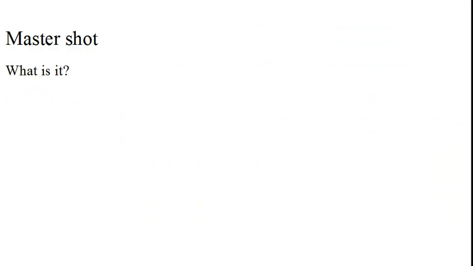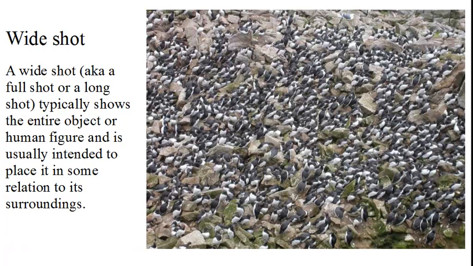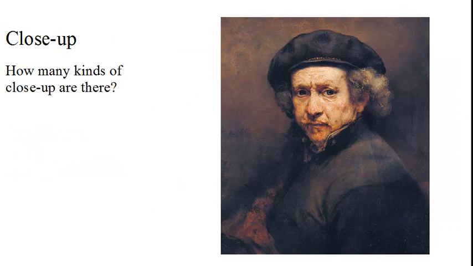A master shot is something slightly different. This is really something taken from live action, and a master is where you record the entire scene from start to finish, keeping everyone in view. And it's an important part of what's called coverage in live action. And it's so that you always have the entire scene filmed, so that if anybody has missed anything for any reason, you can always go back to the master and you've got your continuity. A wide shot, as the name suggests, is wide. Medium shot, as the name suggests, is medium.